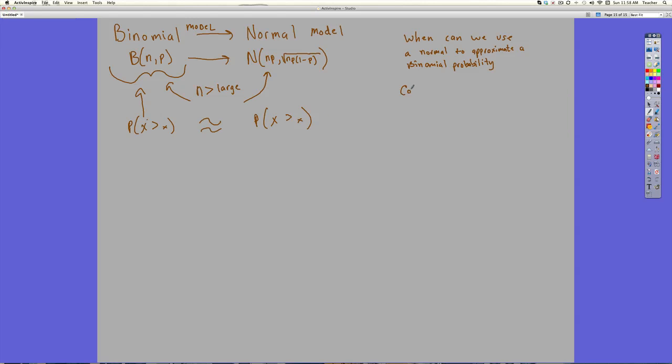So this is called a condition, and we're going to be doing a lot of conditions throughout the year. What this says is if the number of successes and failures is greater than or equal to 10, then a normal model can be used to approximate a binomial model.